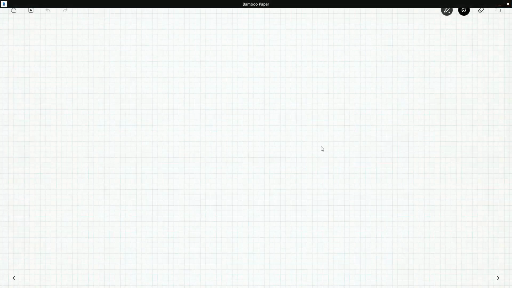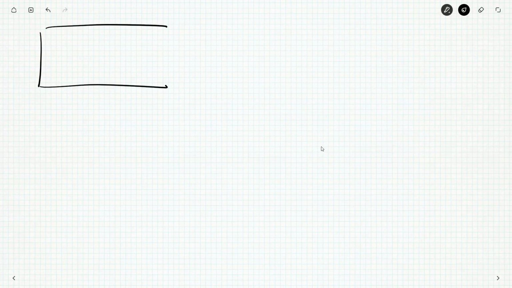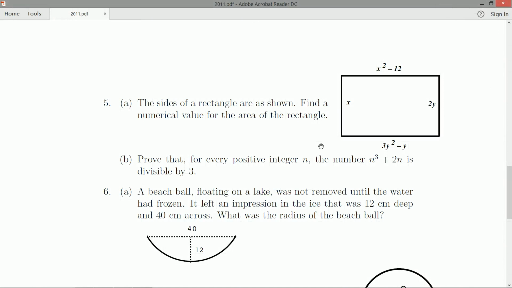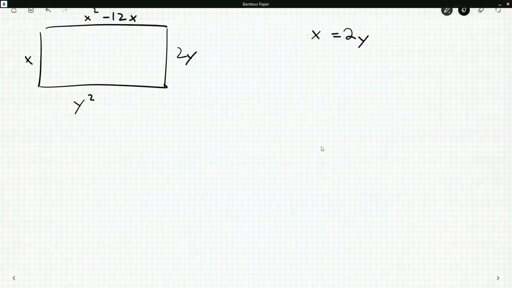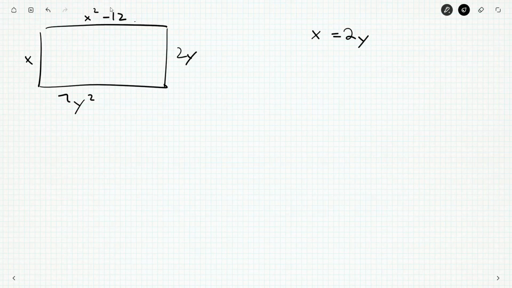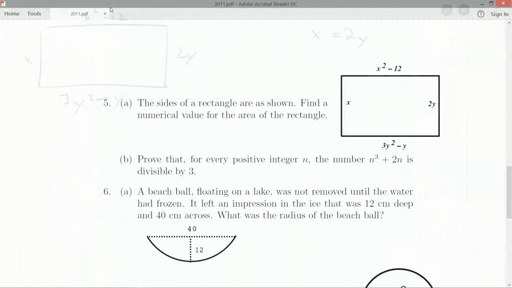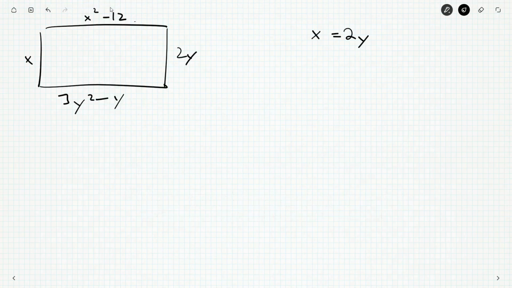Now, because it's a rectangle, we're going to exploit the fact that opposite side lengths are the same. So we have x and 2x, x and 2y. Immediately I can say x is equal to 2y. Then we have these other expressions. It was x squared minus 12, and it was 3y squared minus y, if I caught it correctly. So x is equal to 2y, and x squared minus 12 is 3y squared minus y.